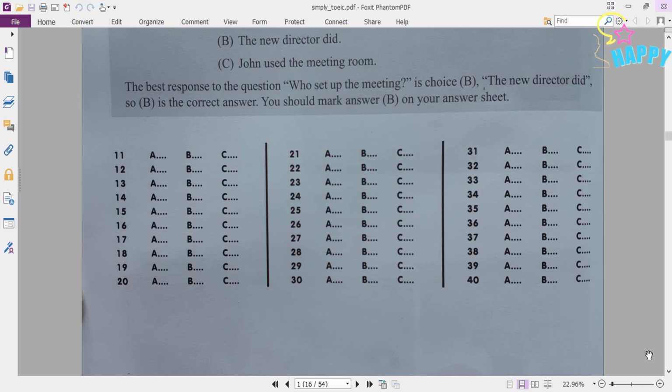Number 15. I was thinking of taking the bus. A. You could, but it's slow. B. Did you enjoy it? C. It stopped over there.